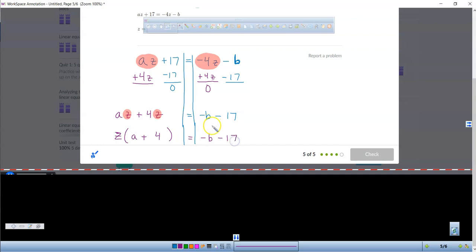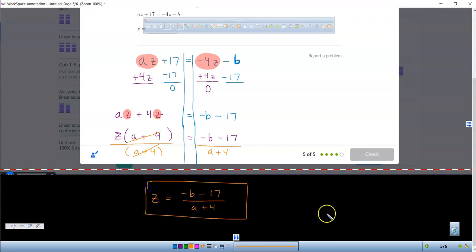All right, there we go. Just bring that down. So we're down to our very final step, everybody. It's divide by whatever's next to the z. So what is next to the z? What expression? A plus 4. So I've got to divide both sides by a plus 4. You'll notice I used parentheses over here, but I didn't put parentheses over here. I'm doing the parentheses because I want you to understand that these literally cancel each other out, and my final answer is z equals negative b minus 17 all over a plus 4. And that right there is my final answer.